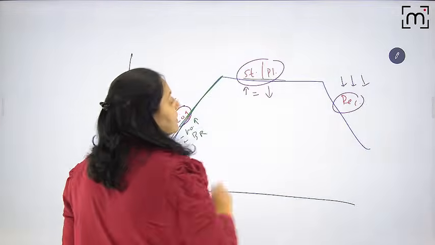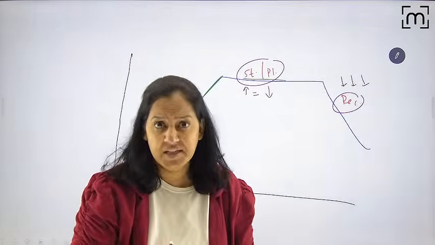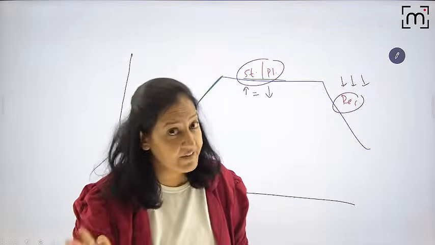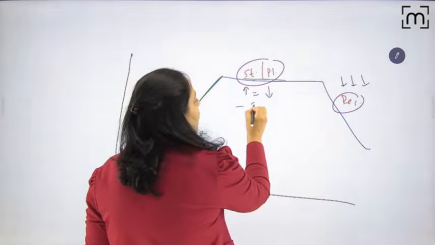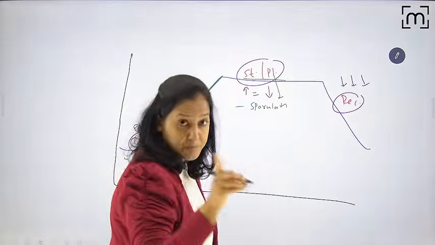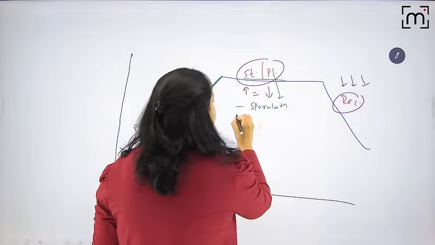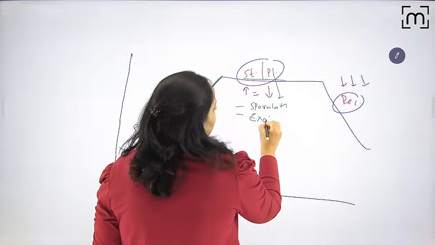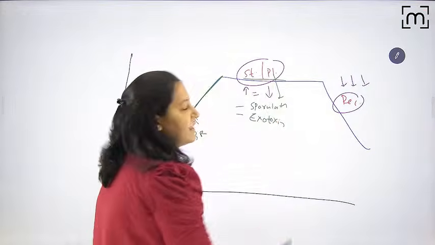Here, since the food is limited, they are fighting. It's an unfavorable condition. Whenever there is an unfavorable condition, bacteria form spores. So sporulation takes place in this phase. And bacteria also form exotoxin. Exotoxin formation also occurs in this phase.